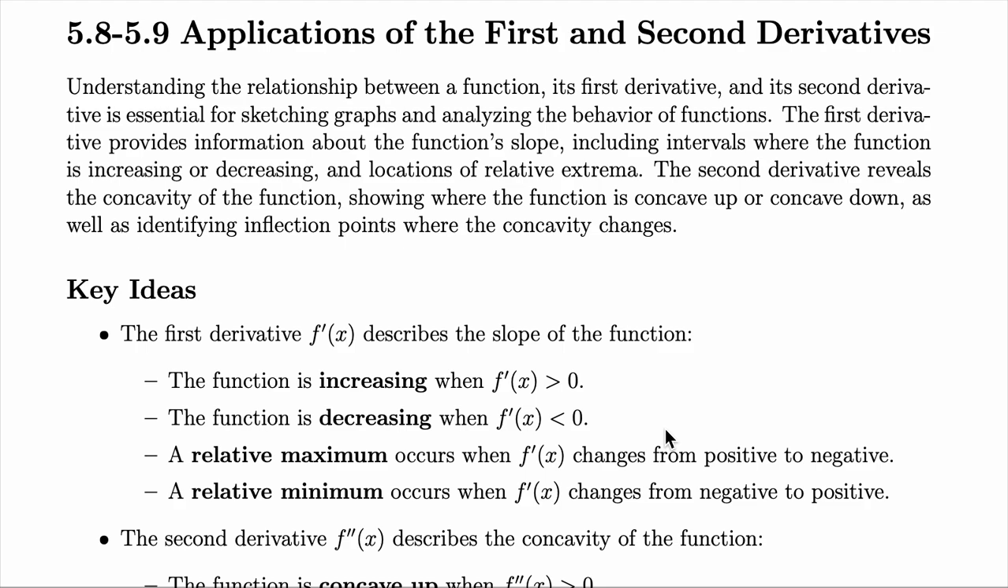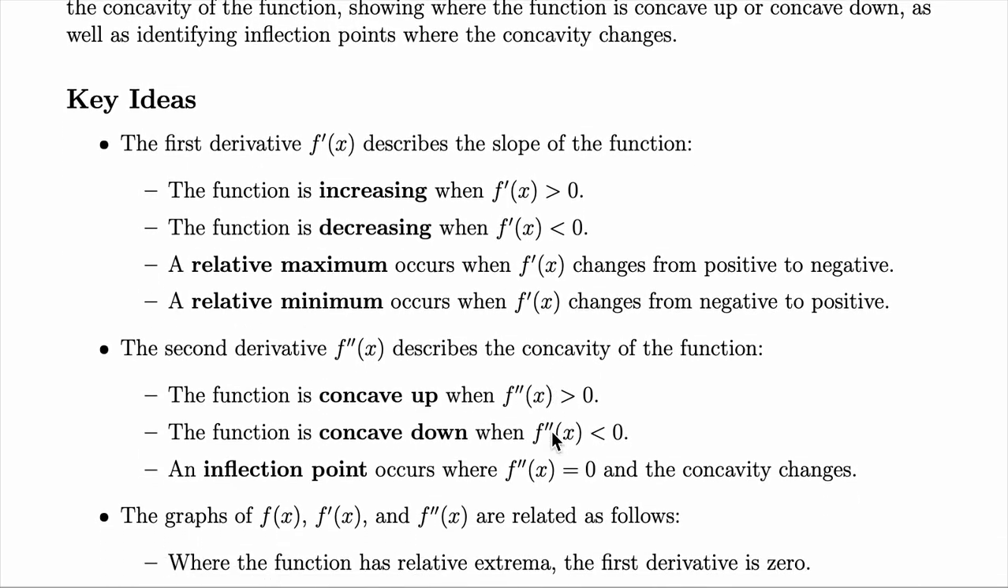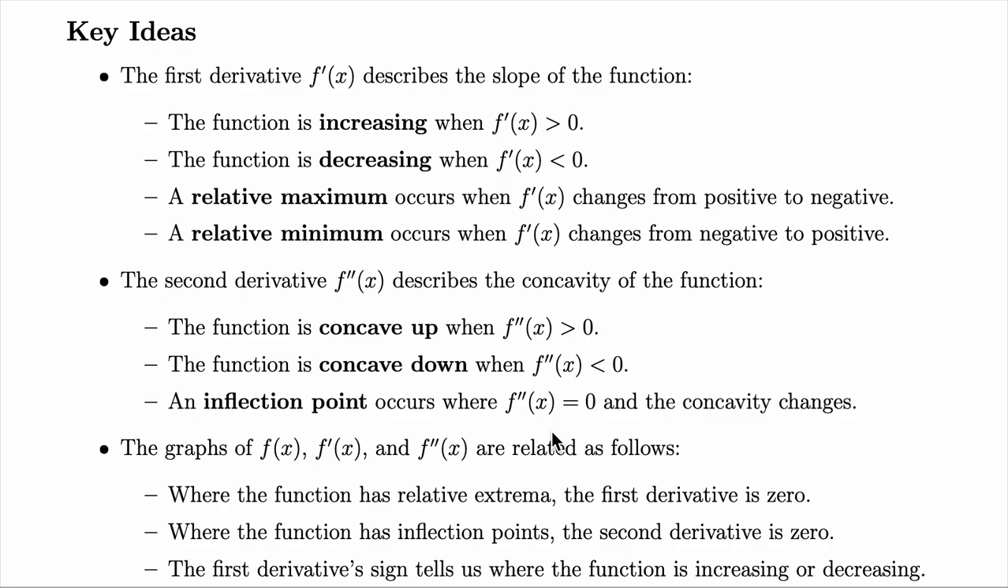The second derivative gives us the concavity of the function. So this shows us where it's concave up or concave down. It also shows us our inflection points, which is where the second derivative is equal to 0. When the first derivative is equal to 0, that's called a critical point. Okay, so let's go through some of these key ideas here.